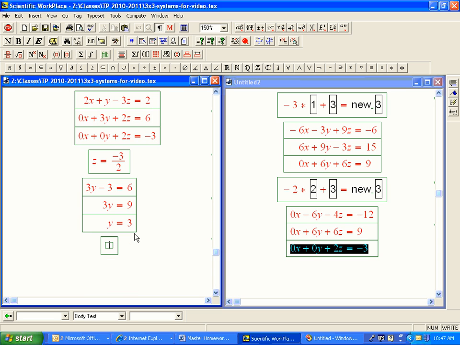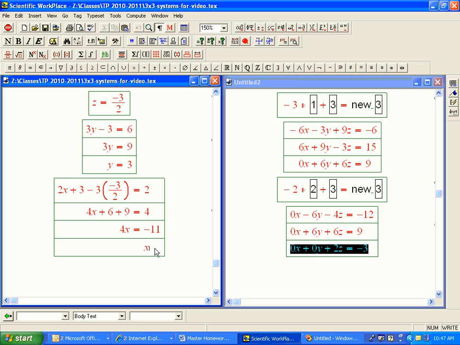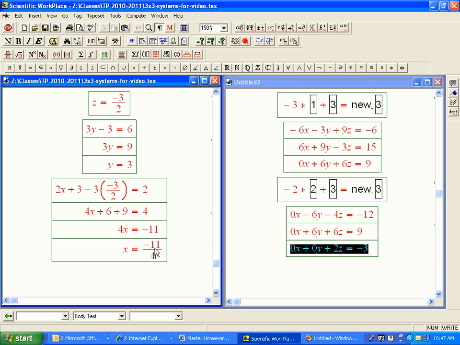Groovy. And then way back to the original equation, this is where we actually use that one more time. 2x plus 3, just going back to here, plugging in y equals 3, and then minus 3 times minus 3/2 equals 2. So 2x plus, actually let's just multiply everything by 2 right now. 4x plus 6 plus 9 equals 4. Or 4x equals 4 minus 15 is minus 11, and x is minus 11/4.